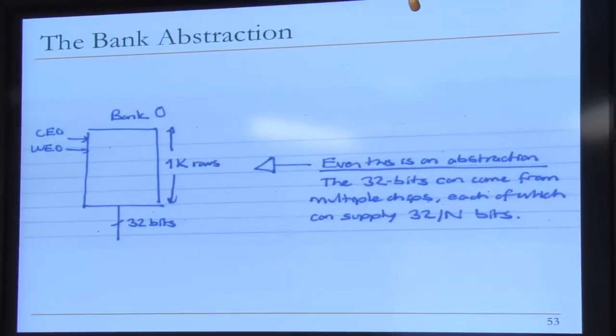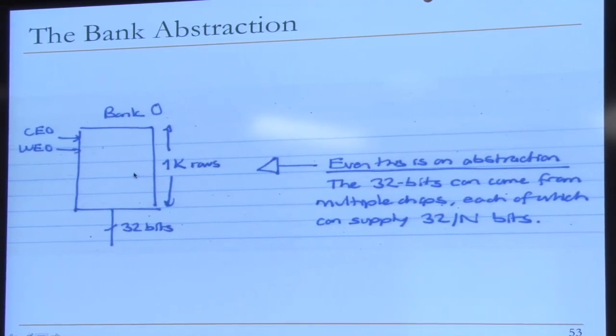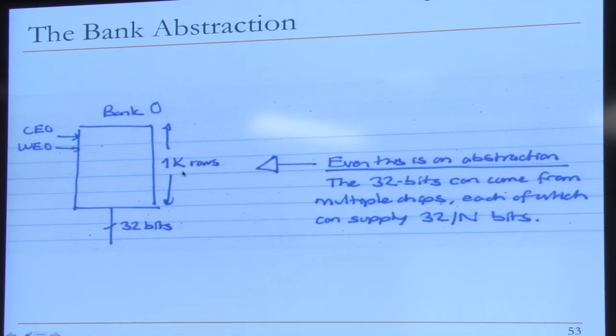OK. So the bank abstraction, let's take a look at the bank abstraction. Well, this is the same thing I told you. All memory looks the same. This is bank 0, let's say. And 1K rows is just a made-up number to make the numbers work in the previous example. Today, if you look at a bank, it's about 32K rows or so, where each row is maybe 4 kilobits or 8 kilobits. But even this is an abstraction, actually.